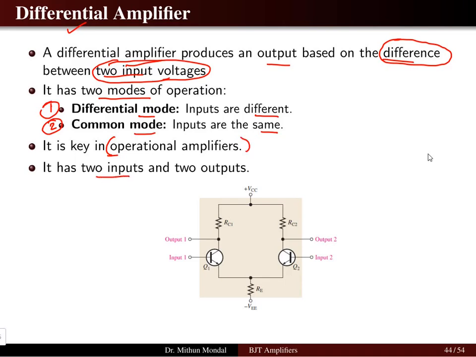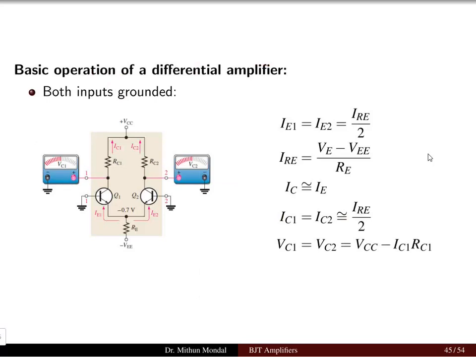It will have two inputs and two outputs. So here we can see that there are two BJTs, Q1 and Q2, and input 1 is given to BJT 1 and input 2 is given to BJT 2. Output 1 we are taking from the collector of BJT 1 and output 2 we are connecting from the collector of the second BJT.